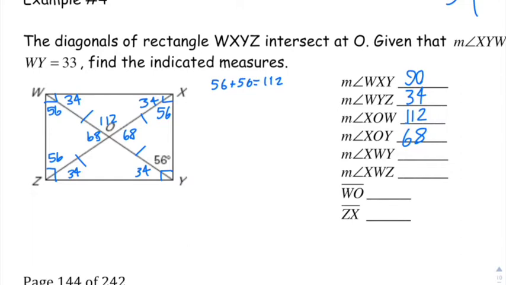We have here W. I'm sorry, something's coming up on my computer. XWY, that was also 34 degrees. XWZ, that was 90 degrees.